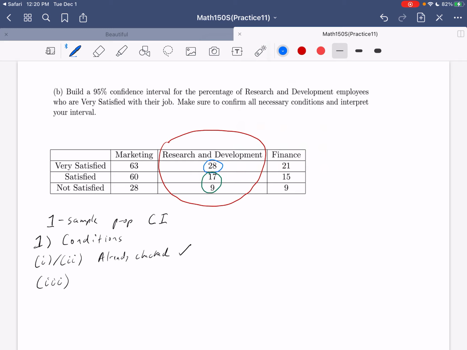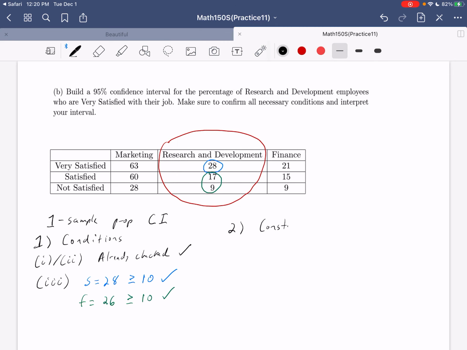So in this case, we can see that the successes are 28, and 28 people said they were very satisfied, and that is greater than or equal to 10, so we're all good there. And for failures, well, we had 17 and 9. If we just add those together real quick on our calculator, 17 and 9 gives us 26. So we had 26 failures, and that is greater than or equal to 10. So we're all good there. All right, now we can go to our construction.